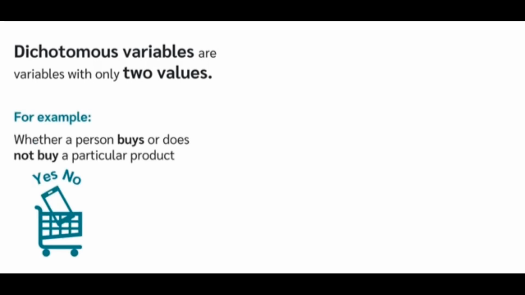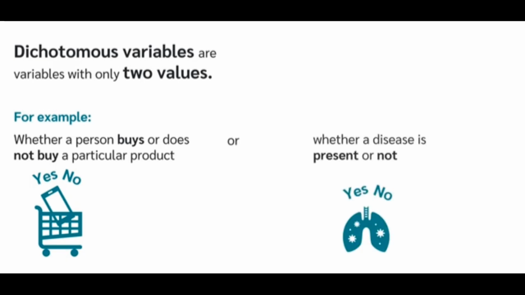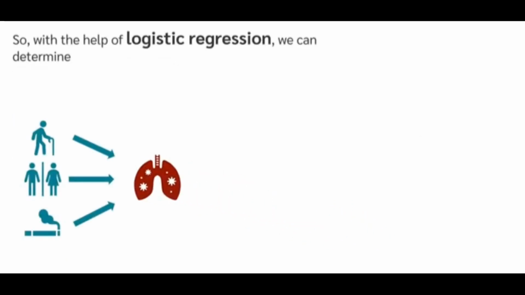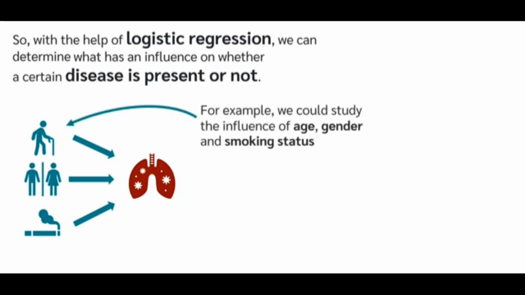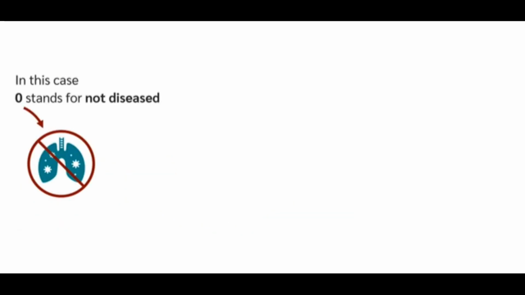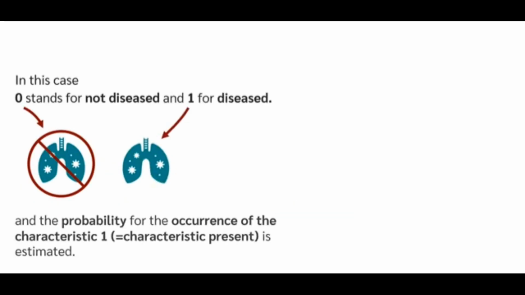For example, whether a person buys or does not buy a particular product, or whether a disease is present or not. So with the help of logistic regression, we can determine what has an influence on whether a certain disease is present or not. For example, we could study the influence of age, gender, and smoking status on that particular disease. In this case, 0 stands for not disease, and 1 for disease. And the probability for the occurrence of the characteristic 1 is estimated.